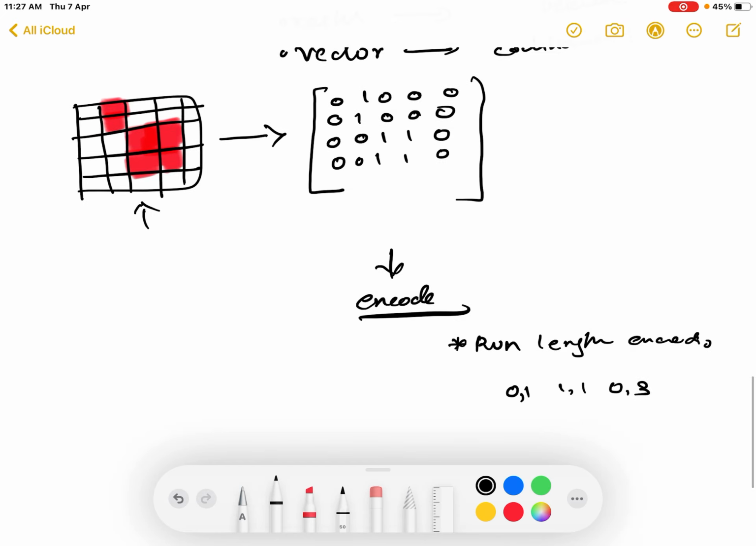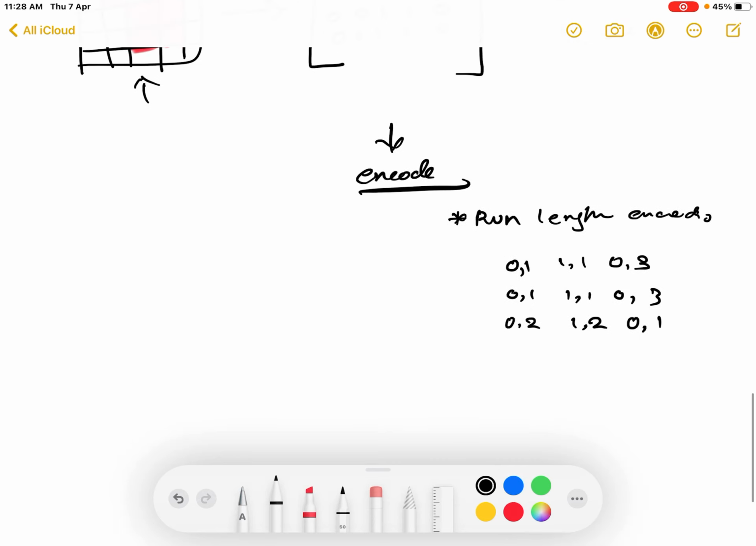Similarly 0 1, 1 1 and 0 3. Now move to the second line. That is like this. Okay. 0 is repeated for how many times? 2 times. Right. Then 1 is repeated for how many times? 2 times. Right. Then 0 is repeated for 1 time. So this is how you will be representing this using run length encoding. We will be seeing how many times a 0 or 1 is repeated. This is called run length encoding.